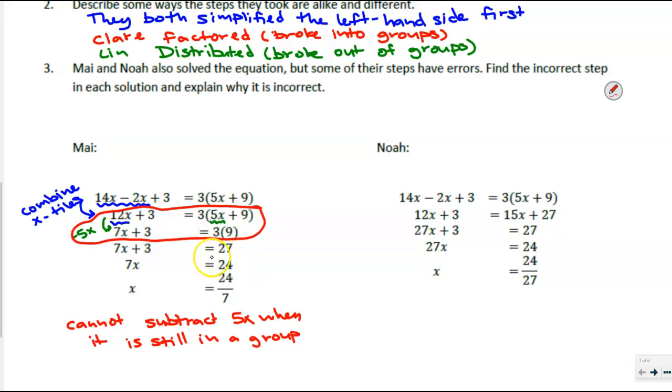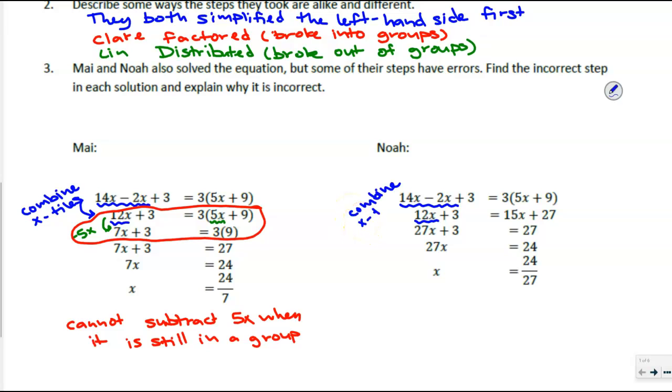The rest of the solving steps were correct, but since we made a mistake so far back, we're not going to see any of that reflected in the answer. Noah, let's take a look at his first step. We have 14x minus 2x, which simplifies to 12x.